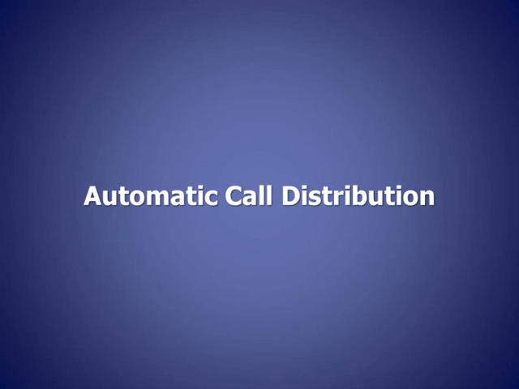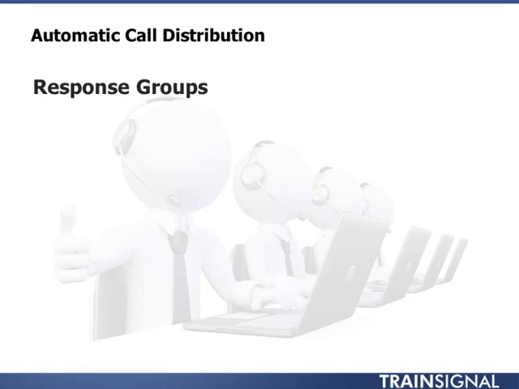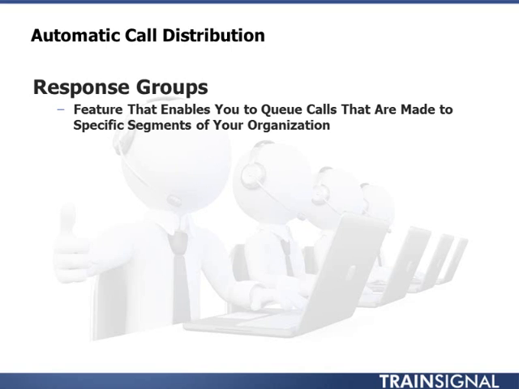Now that we have seen how to create announcements for calls coming into unassigned numbers, let's take a look at the automated call distribution of the Response Group application. Microsoft Lync has built-in support for departmental automated call distribution. It's called Response Groups. It's a call management feature that enables you to queue calls that are made to specific segments of your organization, such as calls coming into our sales team or help desk, or even the operators.